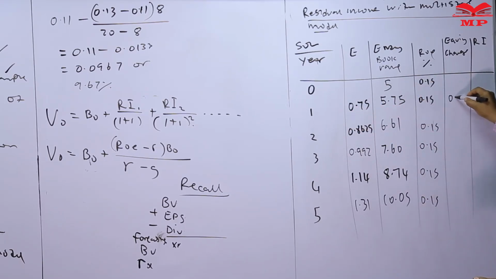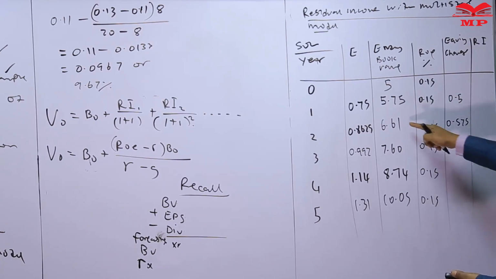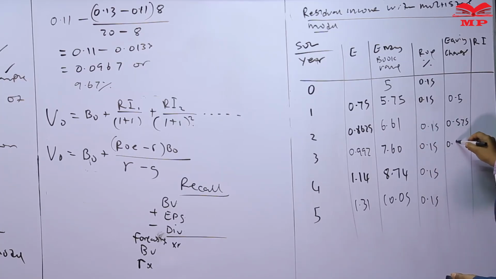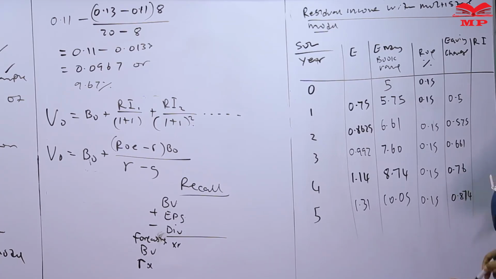10% of that, we say 0.5 there. 10% of this one is 0.575. 10% of 6.61, 0.661. 10% of 7.6 is 0.76 there. Then 10% of that is 0.874.